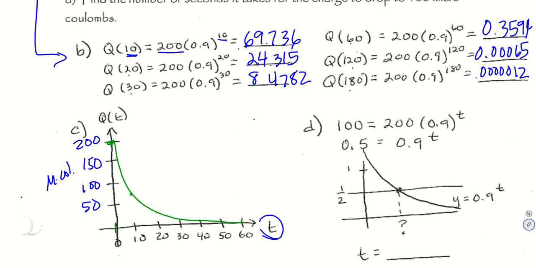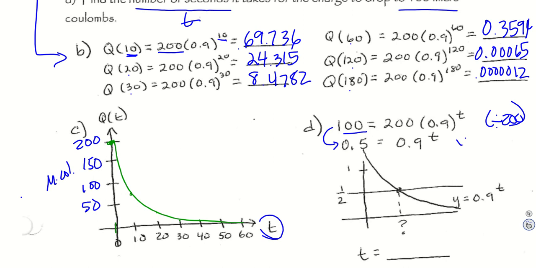For D, we're supposed to find the number of seconds, so we're supposed to find T for the charge to drop to 100 microcoulombs. So if we replace our Q with 100, we're trying to solve for T. At this stage, we're going to do that graphically. I get from here to here by dividing both sides by 200, and that gives me 0.5 equals 0.9 to the T.